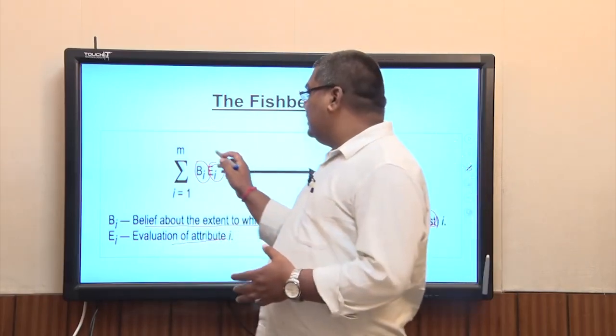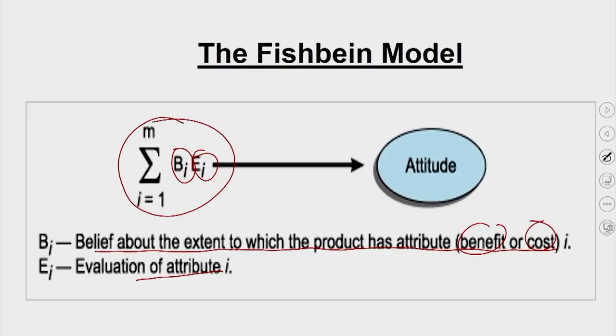So both of them together lead to this particular summation, which in this case is that my attitude towards a particular brand is a sum of the belief that an attribute I is present in the particular product of which I am forming an attitude. So the attitude toward a product or brand is a sum of the belief that a particular attribute is there as well as how much I desire that attribute. Let me explain this through an example.